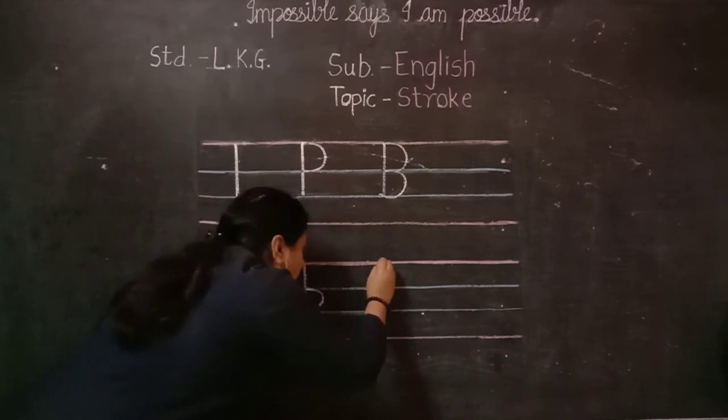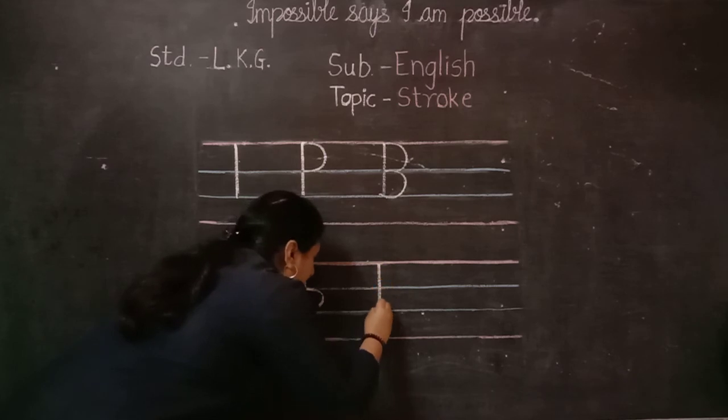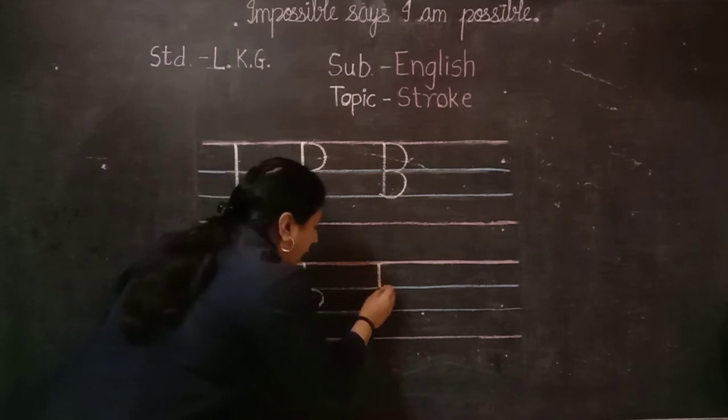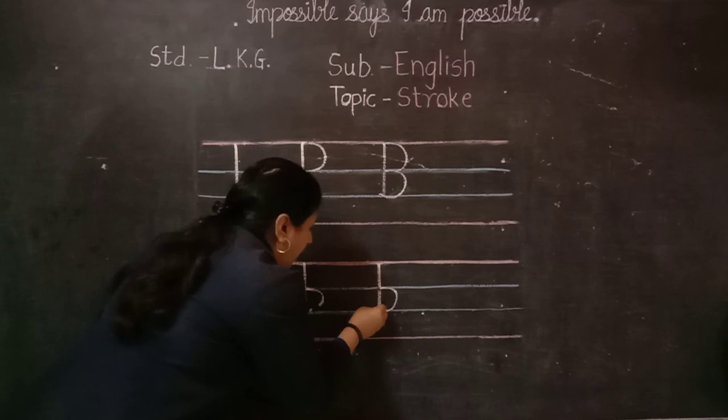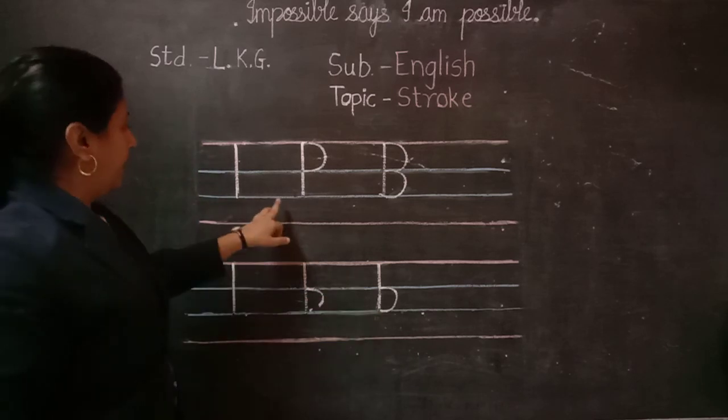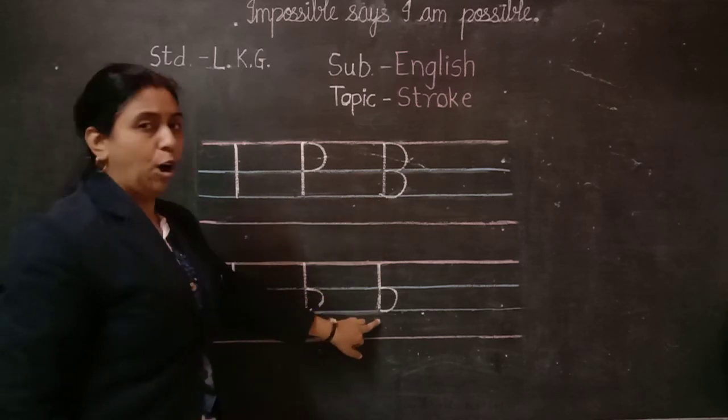Look here. Again the third stroke. Standing line. And from the first blue line you have to write a curve. Start from here and end with the second blue line. Look here. This is small b. Capital B and small b.